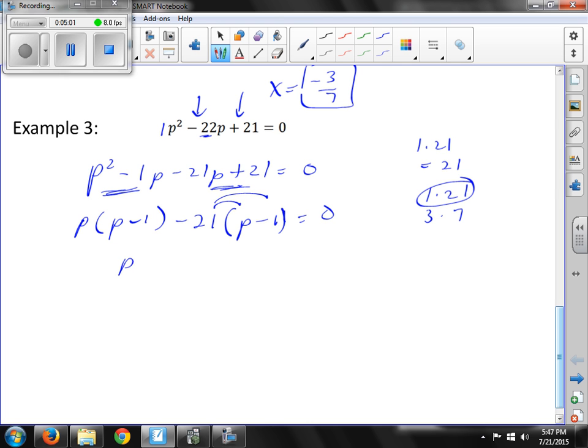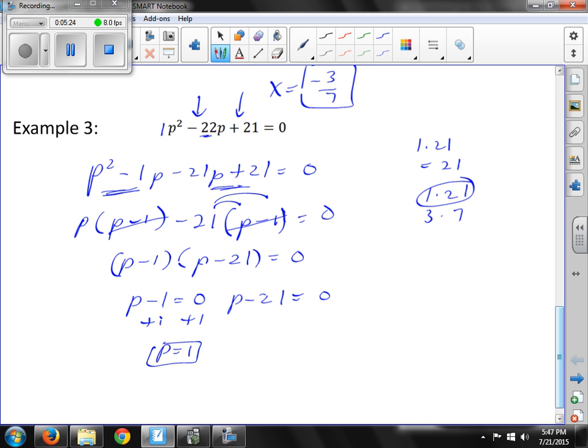So now the p minus 1 comes out of both of them, and I'll group together what's left, which would be p minus 21. Setting my factors equal to 0, I have p minus 1 equal to 0, and p minus 21 equal to 0. Adding 1, I'll have p is equal to 1. Adding 21, I'll have p is equal to 21. So I have my two solutions, and they are 1 and 21.